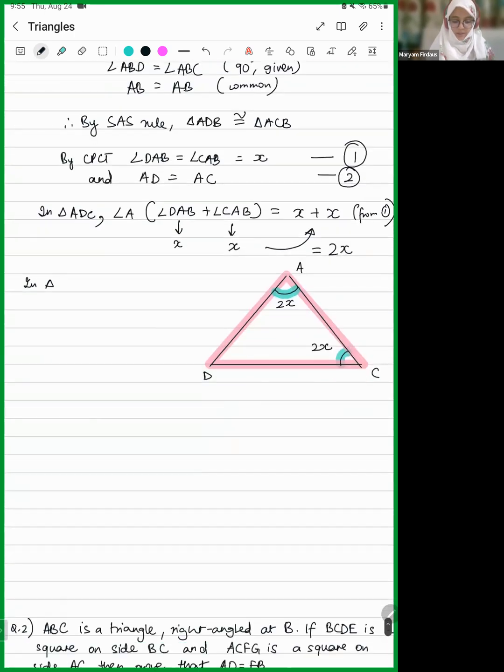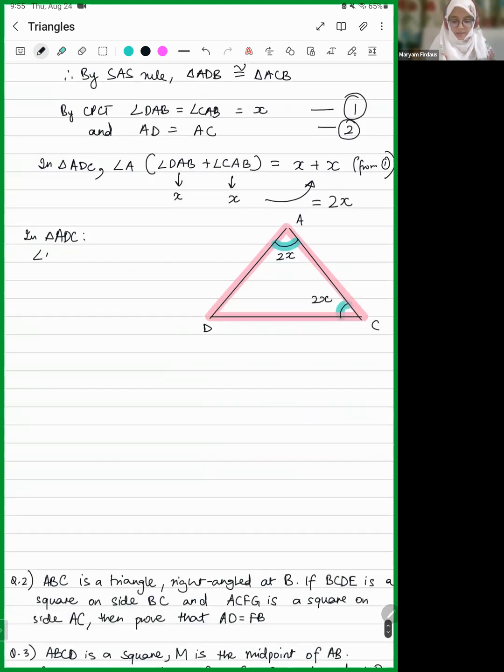So in triangle ADC, angle A is equal to angle C is equal to 2x. Therefore, this side is going to be equal to this side. Why? Because the side which is opposite to this angle is this one, and the side opposite to this angle is this one. That is why they will both be equal to each other. So AD is equal to CD.